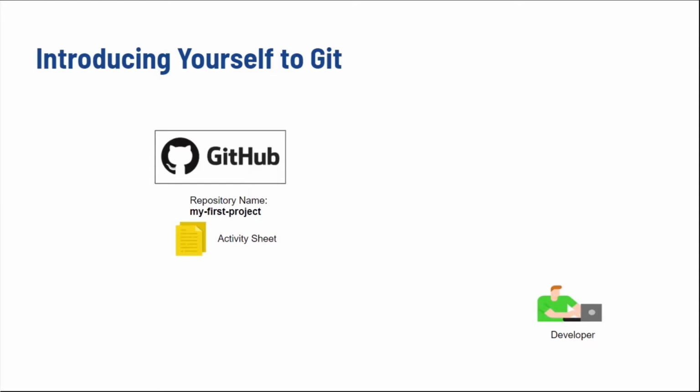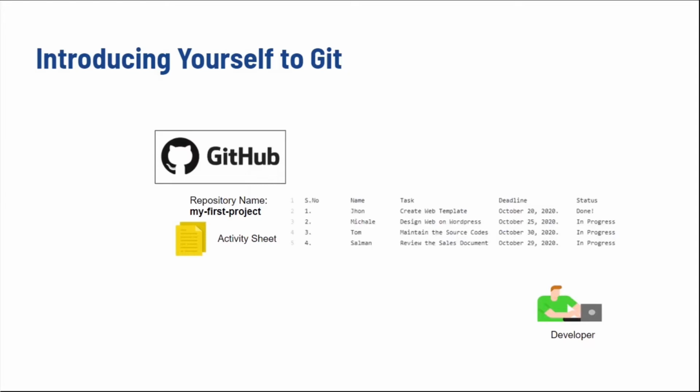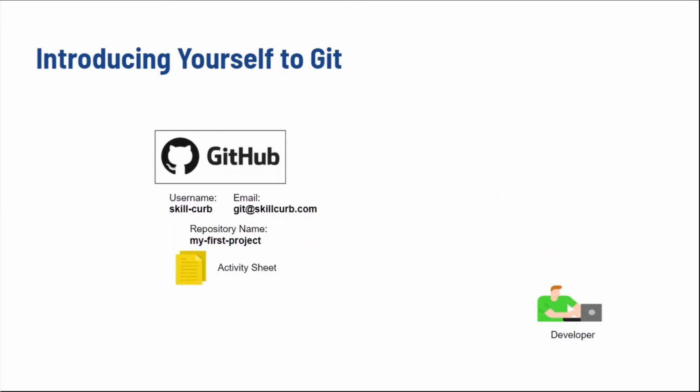This was created under the repository name My First Project. Recalling the activity sheet, it contained the name of team members, their respective tasks, deadlines, and the status of their task. The repository was created for our account, username skillcurve and email ID git@skillcurve.com. The developer in his local PC has the Git bash, the command line interface which we learned to install earlier, we will be using for this and onward exercise.